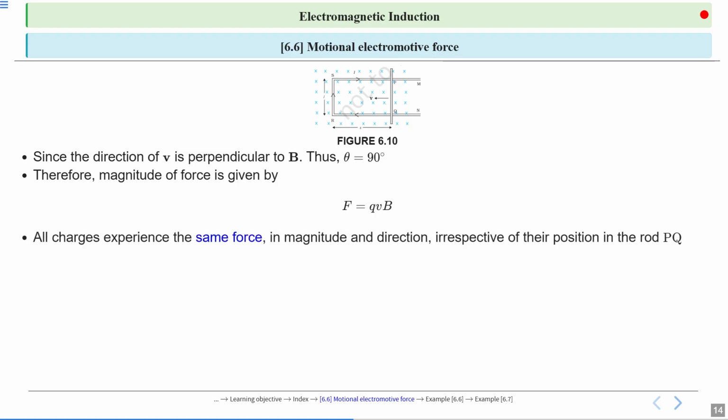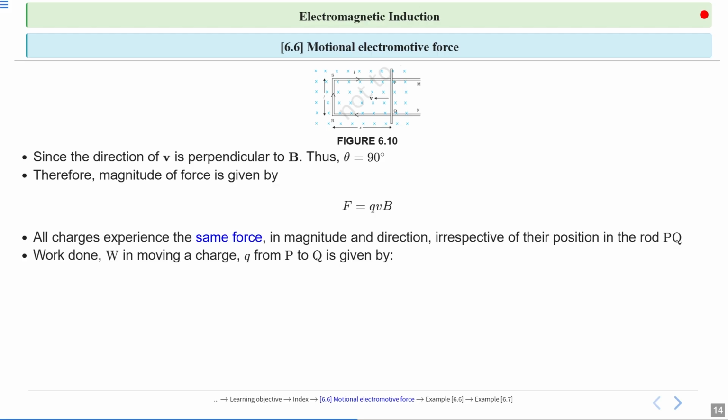All charges experience the same force in magnitude and direction irrespective of their position in the rod PQ. Any charge placed anywhere inside the PQ will experience the same force and in the same direction. Now, you can see we are not specifying the charge inside the PQ conductor. Either it can be electrons or ions, positive or negative. That's why we are taking the default case as Q positive.